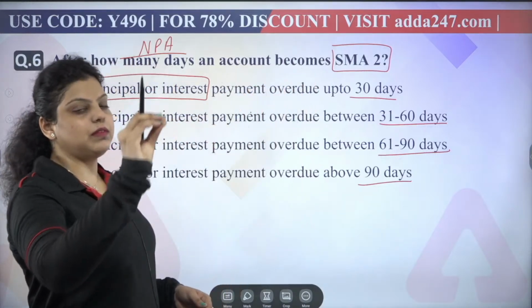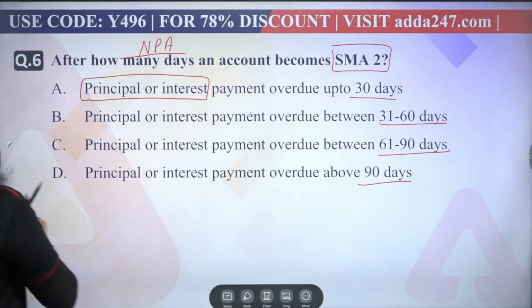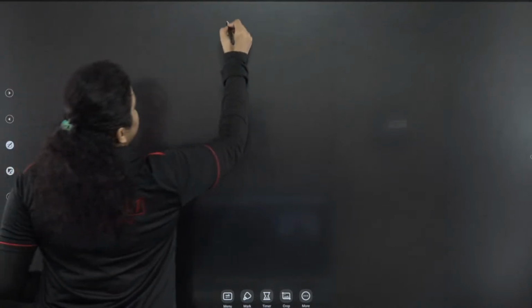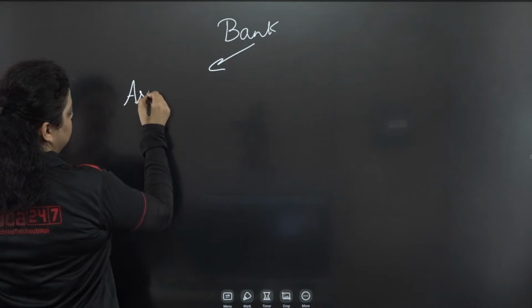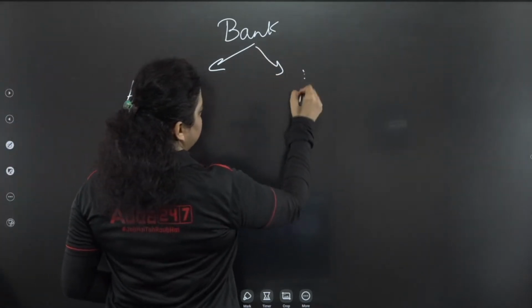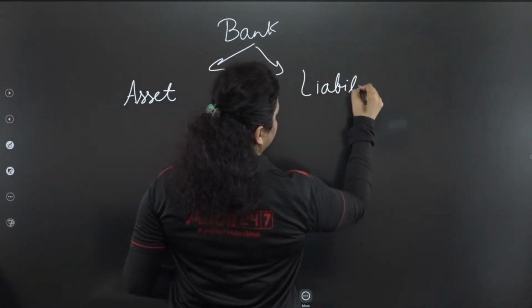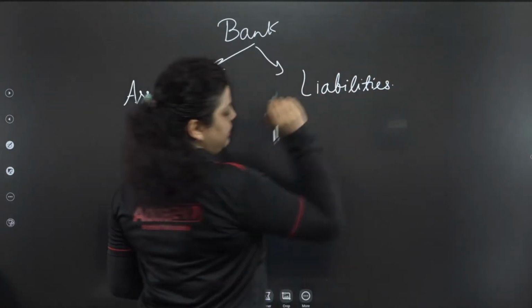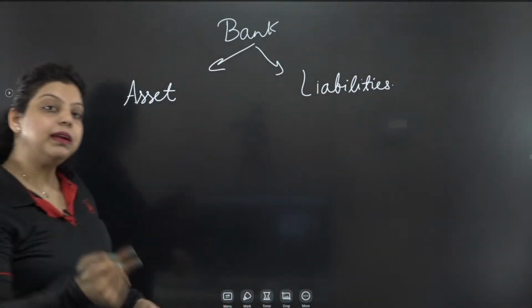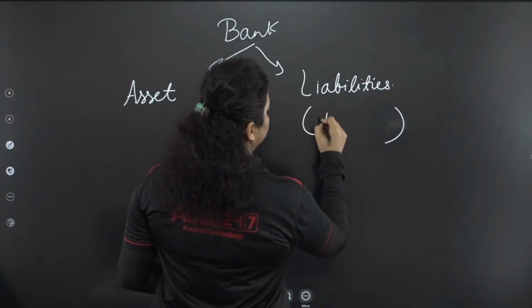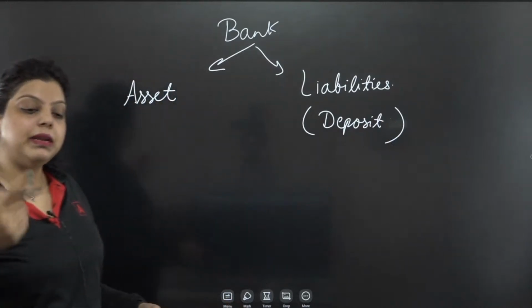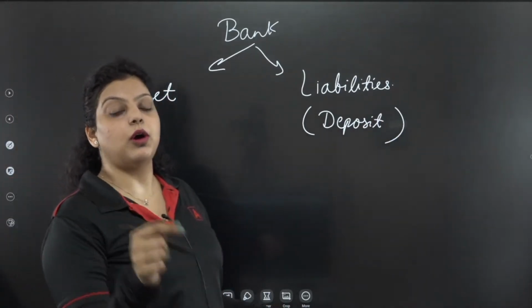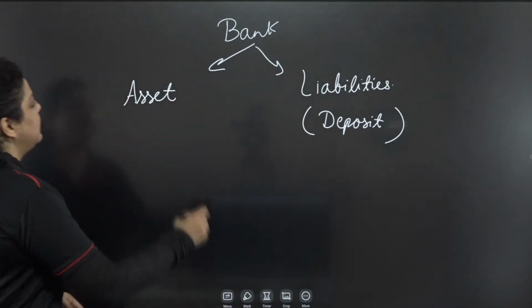We have discussed that when we talk about a bank, a bank has certain assets and liabilities. When it comes to liabilities, they will be deposits. Public deposits will be a liability. So let me know how many types of liabilities there are, or we can say how many types of deposits there are. Answer quickly.